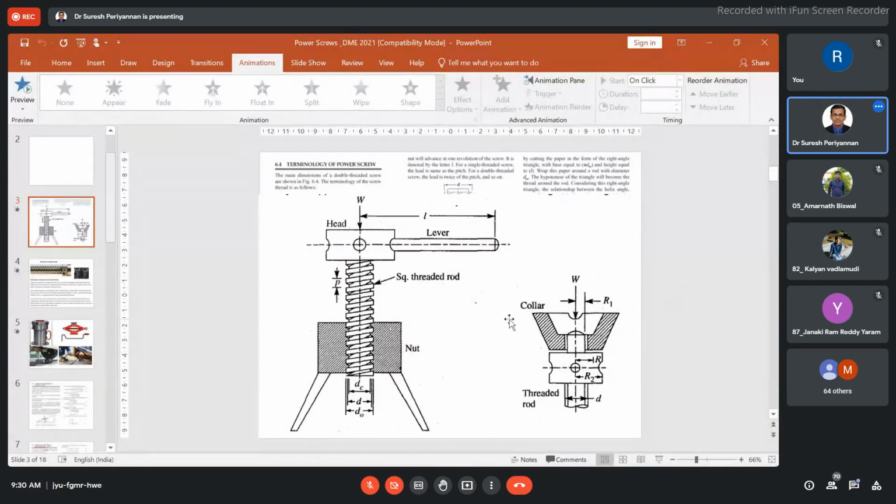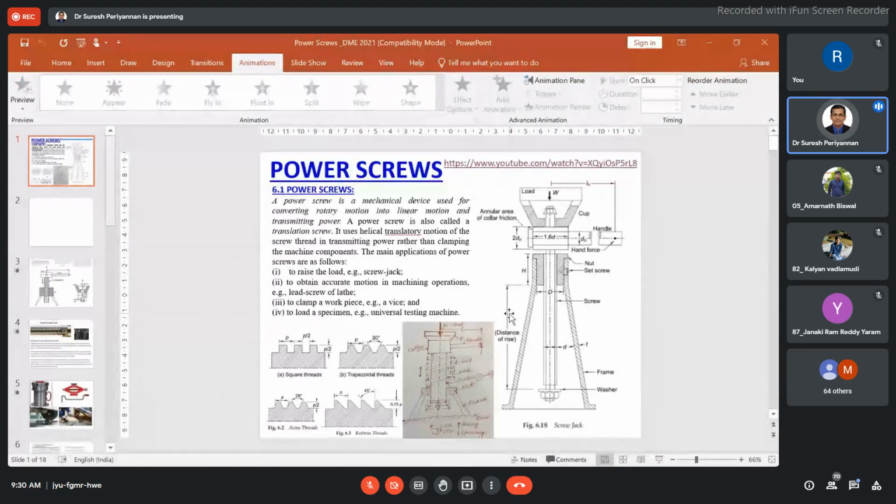We are going to start the next class with power screws. Yeah, please just go through your Bandari book. You can get some idea, then we can discuss in the next class. Power screws. Okay, guys. Do you have any doubt in the earlier chapter?